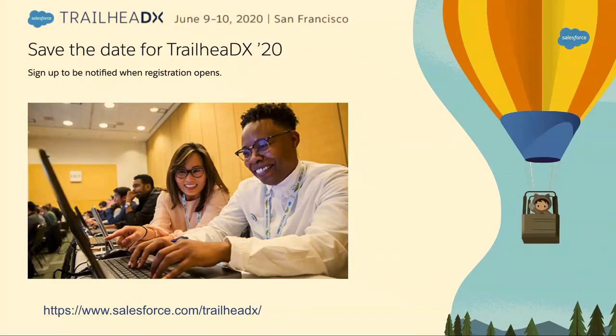Again, like I mentioned earlier, with the caveat of the forward-looking statements, we're going to have a lot about DevOps and release management at Trail DX. If you're not registered for it, it's June 9th to 10th in San Francisco, so this will be a good time to register for it.